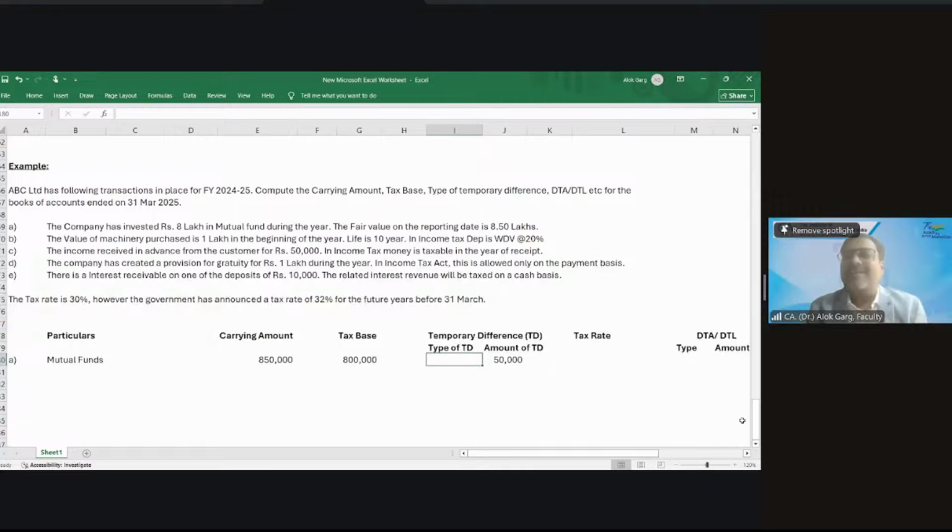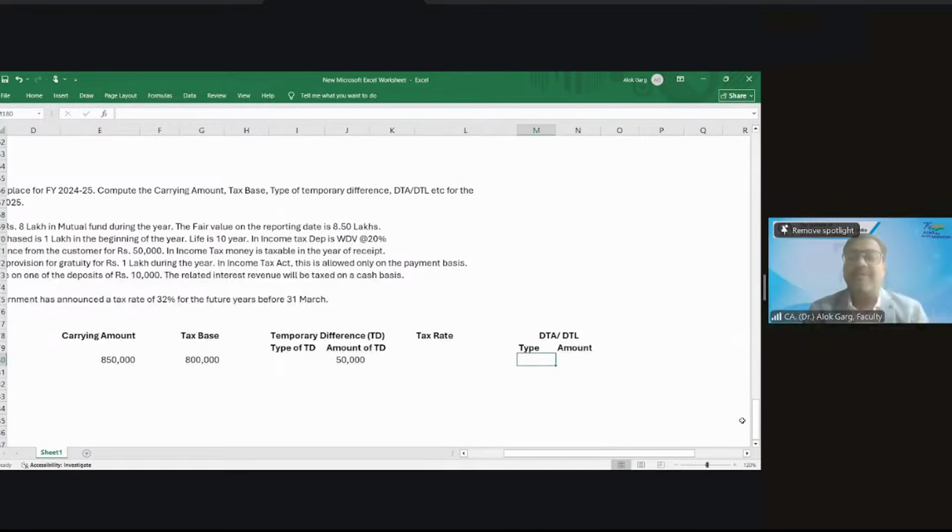Negative asset means liability, right? So what type of temporary difference is this? It will be a DTL. So one thing is very clear, it is a DTL. The last answer came first: DTL. So which type of temporary difference is there? TTD, taxable temporary difference. Taxable means liability, meaning payable in future. Liability is an obligation. So it is a taxable temporary difference.